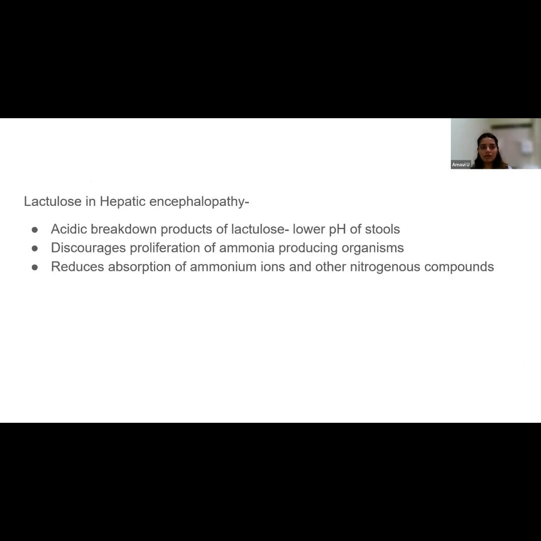We'll be looking a bit more into the use of lactulose in hepatic encephalopathy. Acidic breakdown products of lactulose are formed, hence lowering the pH of the stools. Then it discourages the proliferation of ammonia-producing organisms and also reduces absorption of ammonium ions and other nitrogenous compounds, thereby helping patients with hepatic encephalopathy.